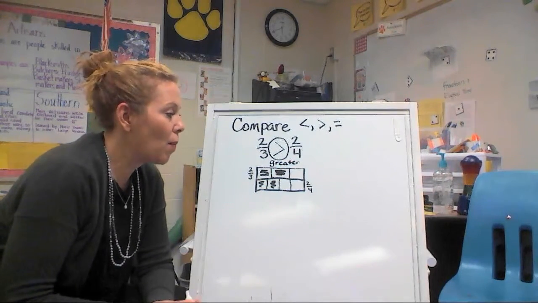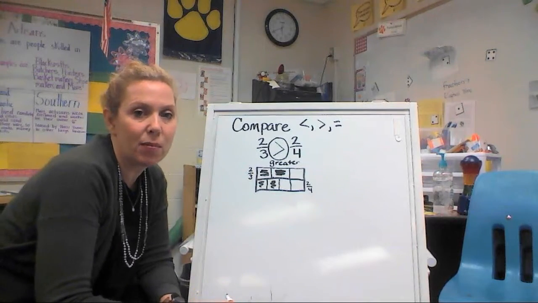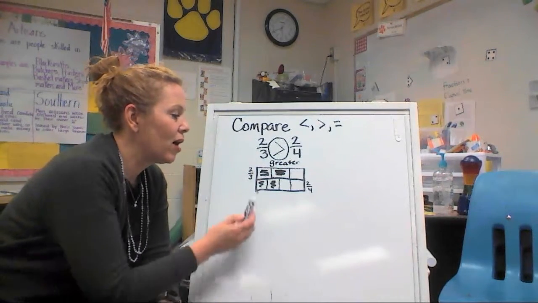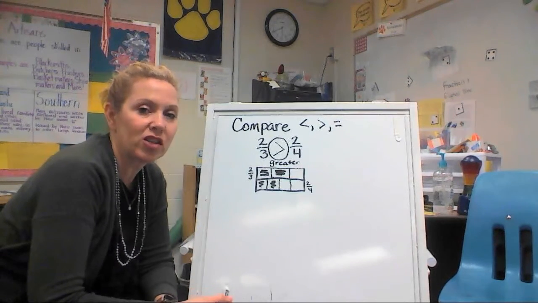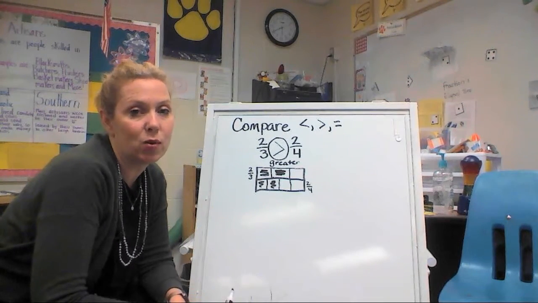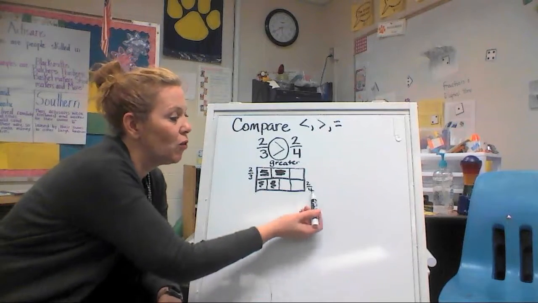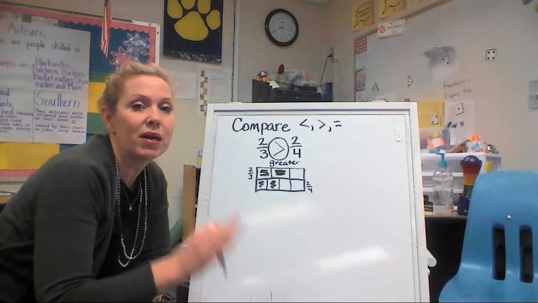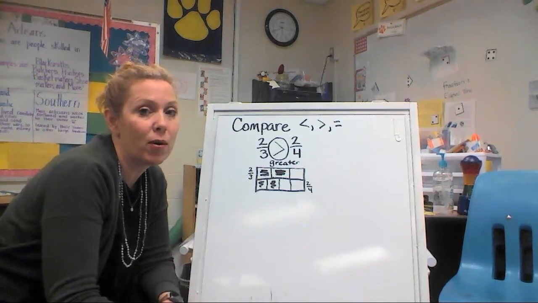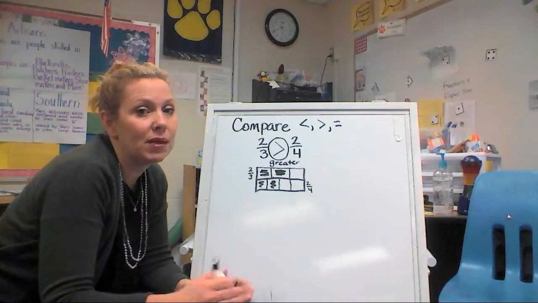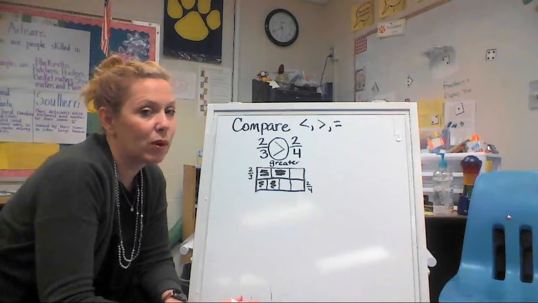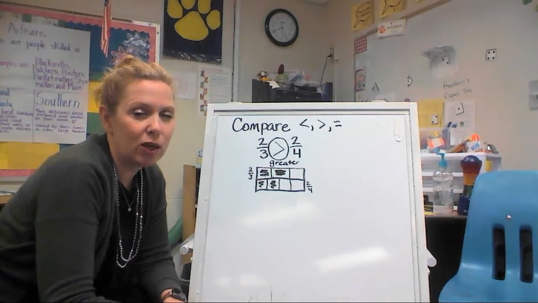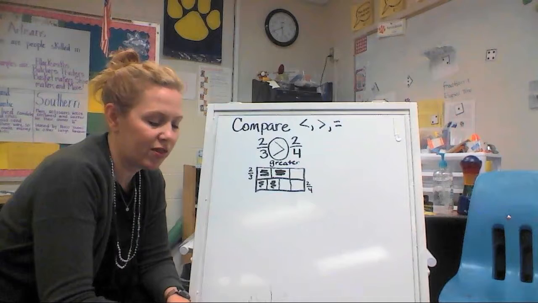So as we practice comparing, think about these thirds are a larger fraction because it's only cut into 3 equal parts. And those fourths are smaller. They've been cut into 4 equal parts. So more parts means smaller size. As we practice, I'm hoping that you notice what's happening with that.